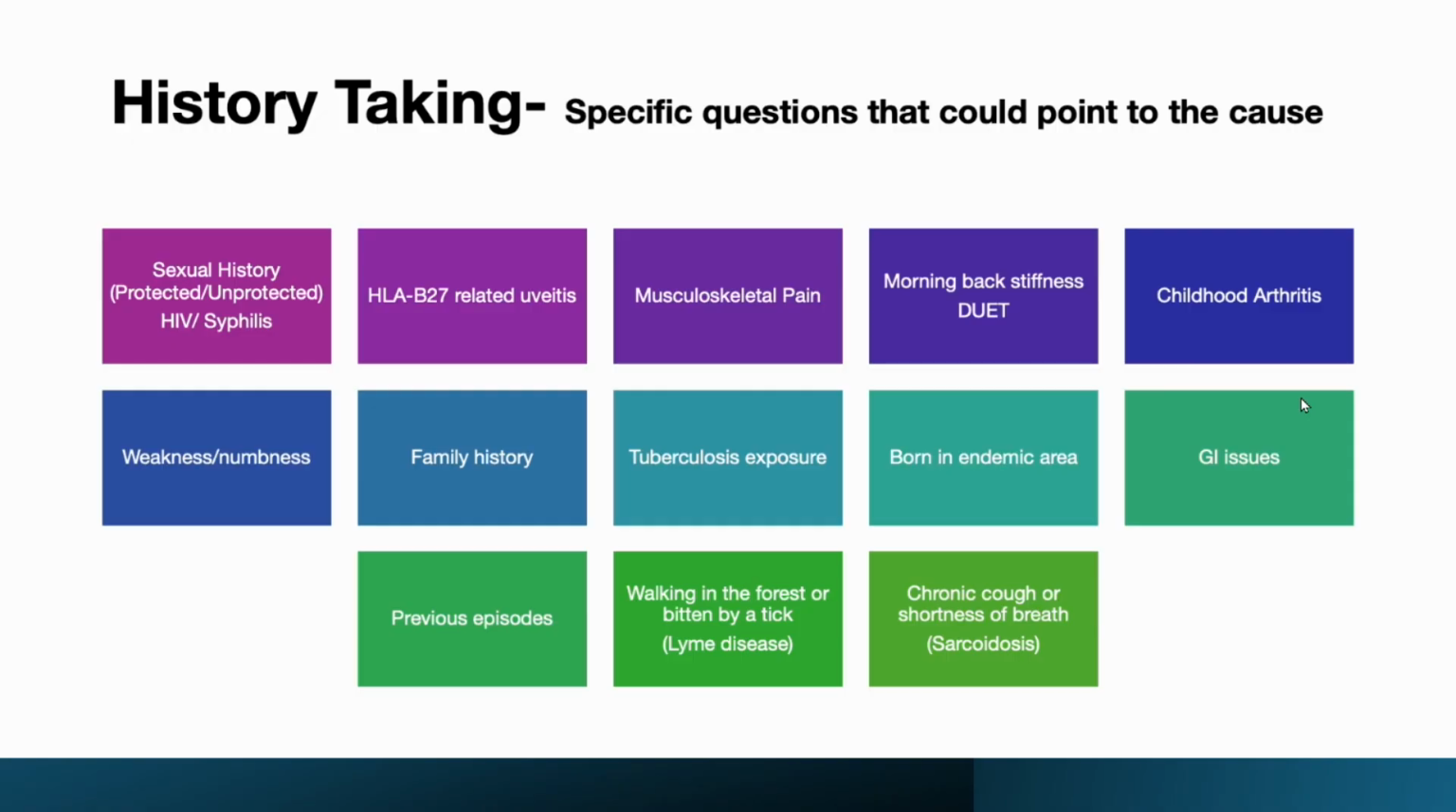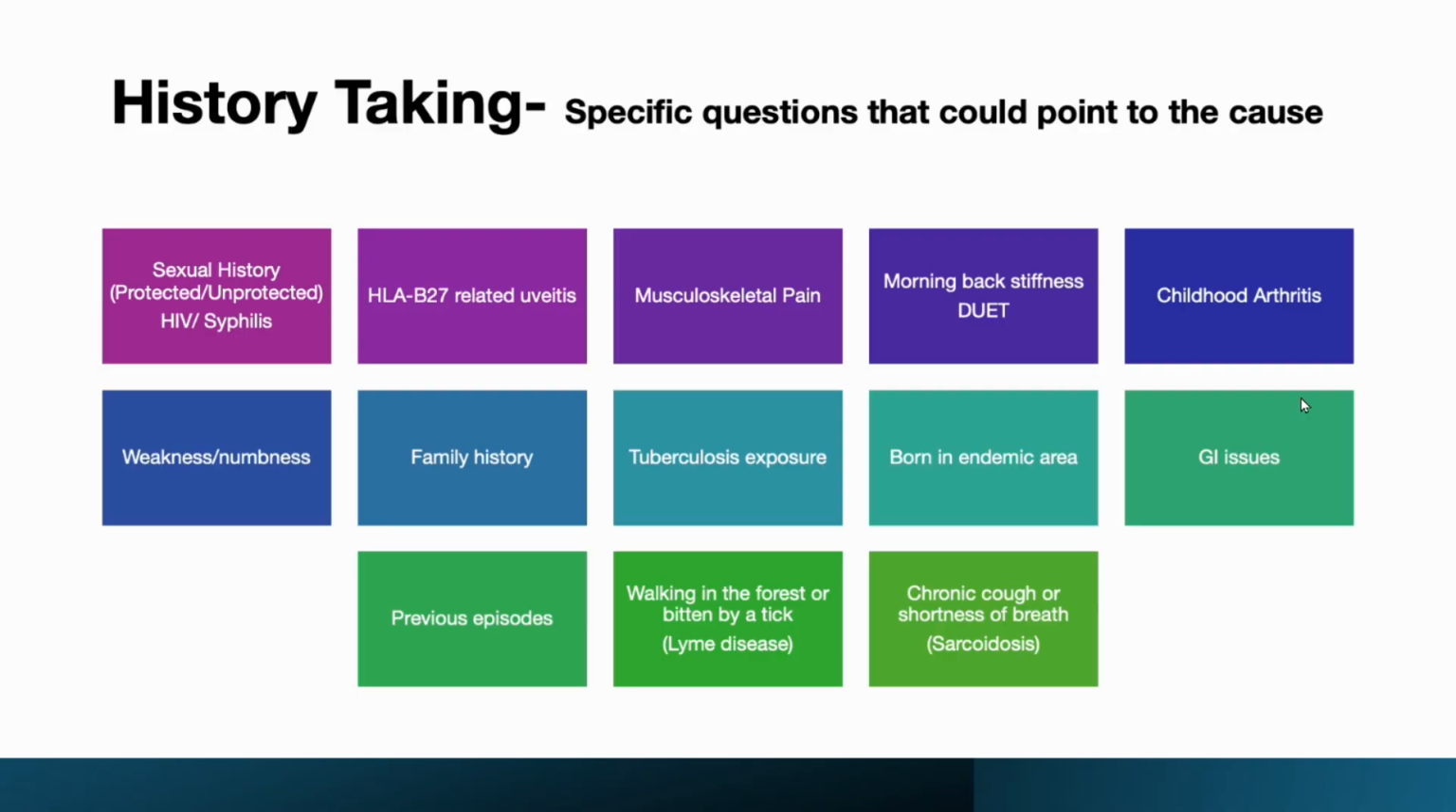Moving beyond the general history, we can then delve deeper with some specific questions to pinpoint the cause. As I mentioned about travel, you may ask about potential TB exposure. Were they born in a high-risk area? Do they have family members with TB? Then you may inquire about fever, night sweats, weight loss.